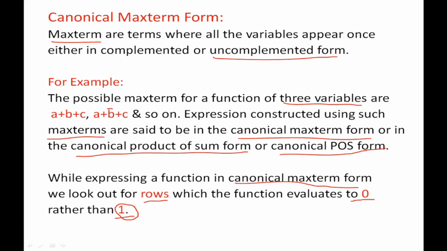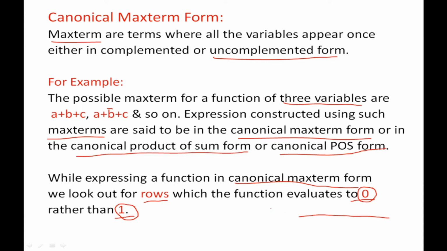So the function which is evaluating to 0 will be a part of the canonical max term form, whereas in the previous form that we have studied, the min term, the function f which was evaluating to 1 was considered part of the Boolean function. Now here in the max term, the rows where the function evaluates to 0 will be considered as a part of the Boolean function.